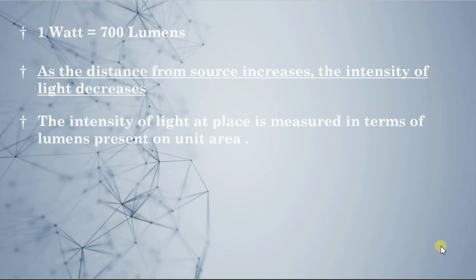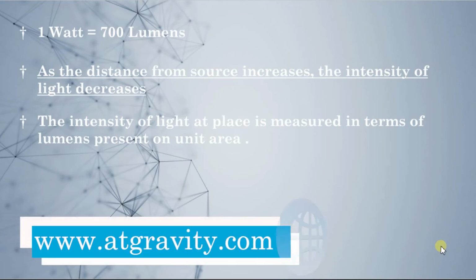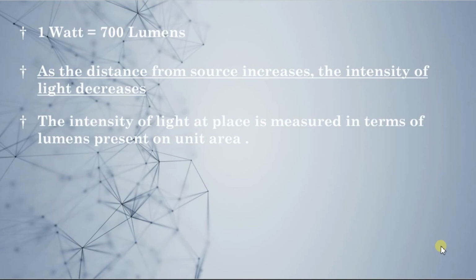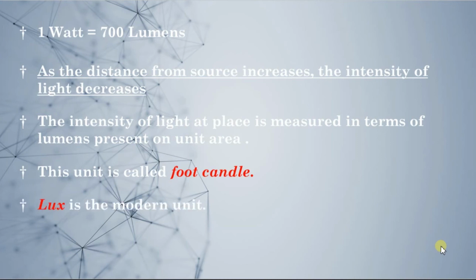The intensity of light at a place is measured in terms of lumens present on unit area. The unit of intensity of light at a place is the foot candle, and lux is the modern unit of it. 1 foot candle is equal to 10.76 lux. Please don't get confused with the units.